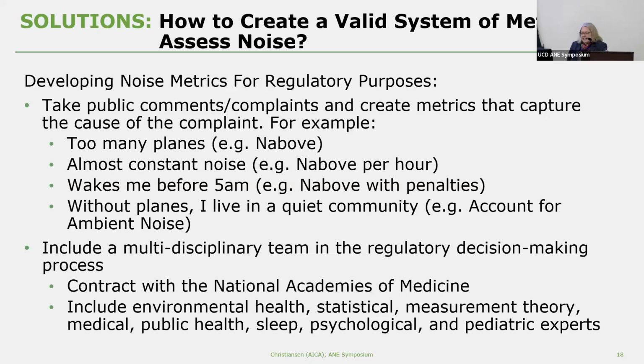I believe the FAA needs a multidisciplinary team in its regulatory decision-making process. I believe it should contract with the National Academies of Medicine so that it has the expertise it needs to understand how its policy affects quality of life and health of the people underneath these paths and away from the airport. They should include environmental health, statistical, measurement theory, medical, public health, sleep psychology, and a bunch of other experts.